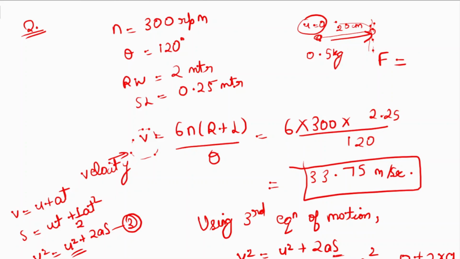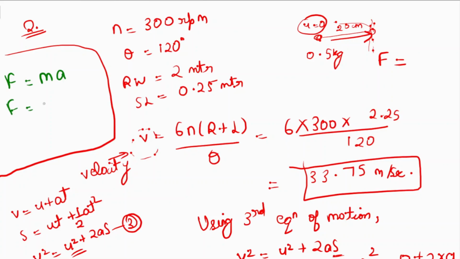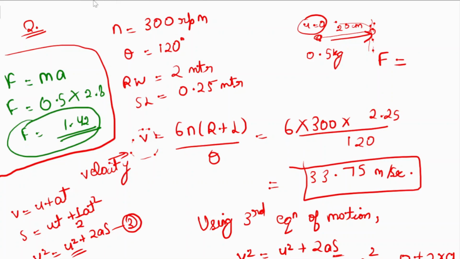Now we have calculated the acceleration. Now what is the formula for force? This we have also learned in our school time. Force is equal to mass into acceleration. Mass is 0.5 kg, and with the acceleration you calculate, force is 1.42 or something like that. So this is the final force with which it would strike, force in Newton. This is how the questions are framed and designed.